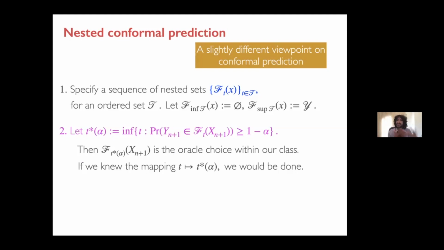We would just pick T star of alpha every time, we would be done. But we don't know how to calculate T star of alpha. We don't know how to calculate this smallest T such that I get 1 minus alpha coverage. And so you can try to think of conformal methods as trying to estimate T hat of alpha, which is an approximation to T star of alpha, but using the data. So they're trying to get at this oracle calibration choice of T star. So that's one way to view what conformal prediction is doing.